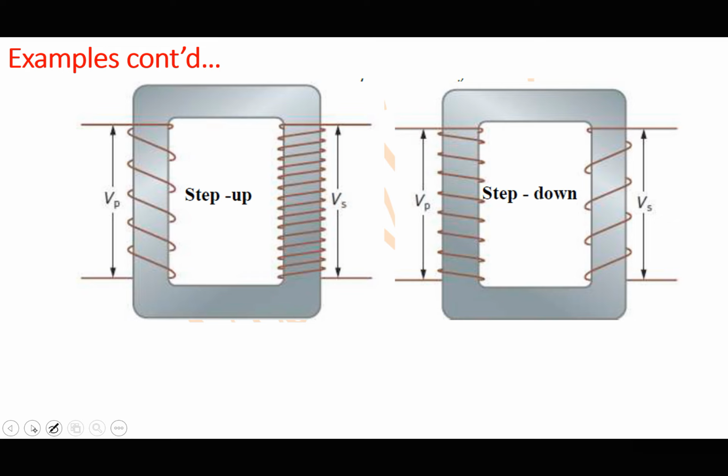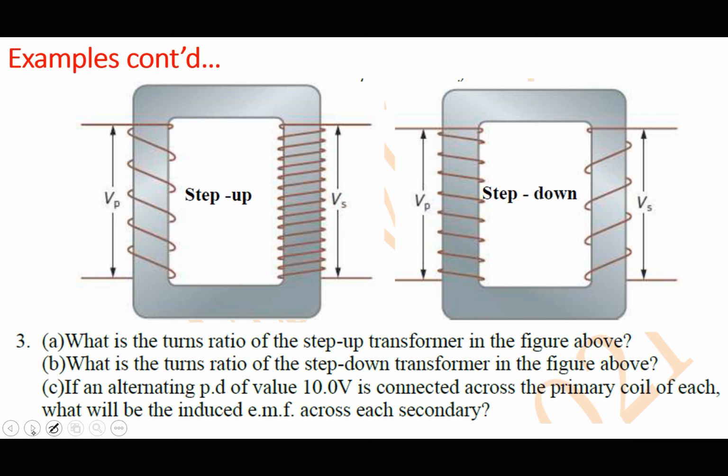So here we have two transformers. What is the turns ratio of the step up transformer in the figure above? Let me try to count the number of turns in the secondary: 1, 2, 3, 4, 5, 6, 7, 8, 9, 10, 11, 12, 13, 14, 15. So the ratio is 15 divided by 5, that is approximately 3. That is the turns ratio, the ratio of the secondary to the primary.